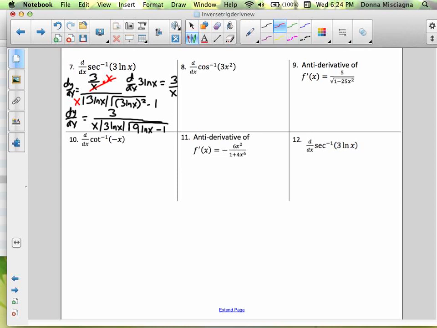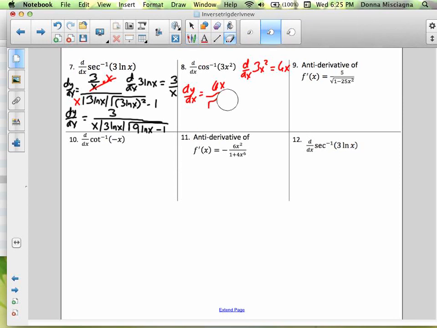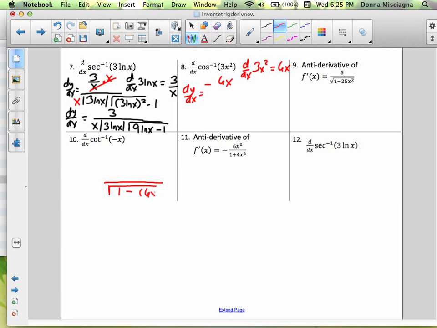All right, so we need to take the derivative of 3x squared, which of course is 6x. So dy dx is 6x, and then using our formula, I'm going to write it over here, and I'm going to move it up. The square root, and don't forget our negative. Right, because our cosine is negative, so negative 6x over the square root of 1 minus 6x all squared.